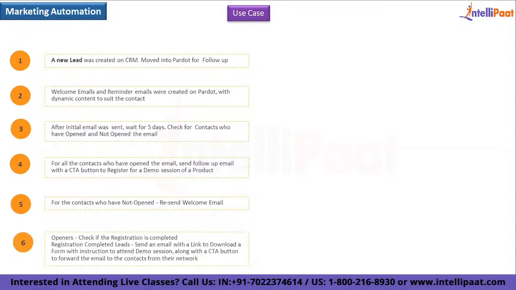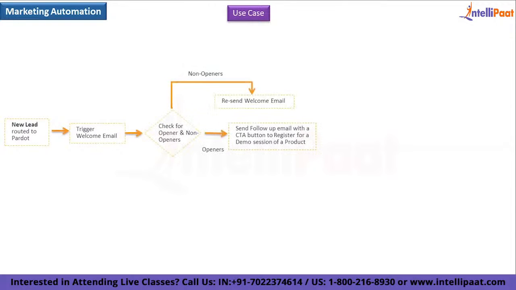I'm just giving a business scenario here, and how we can convert that into a full-fledged workflow or Engagement Studio activity on Pardot. So you got the case. Now what we can do on Pardot: a new lead is routed to Pardot, we trigger an email campaign with a welcome email, then check for openers and non-openers, and then send a follow-up email. Whatever steps I jotted down in the previous slide, we got that in a flow here, and that's what we are able to do on Pardot.